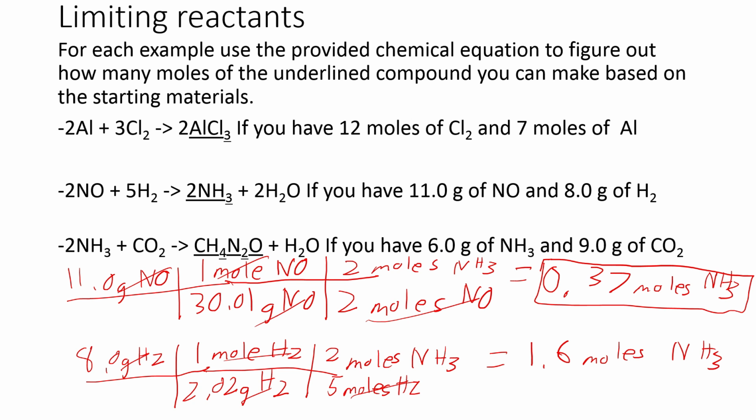So remember, don't just look at 'I've got 11 grams of one and 8 grams of the other, clearly the 8 grams runs out first,' because I see some people that try to do that when solving the questions quickly. You have to actually go through and figure out in moles and then take into account what the ratios are in your balanced chemical equation. Let's try the third one.